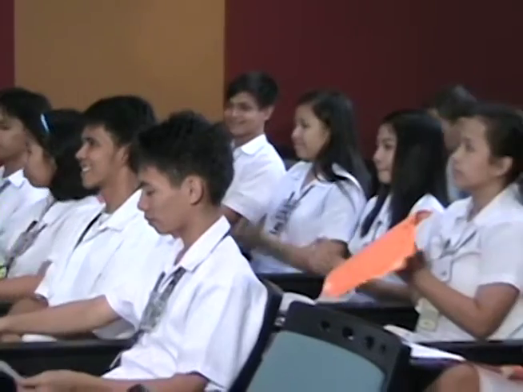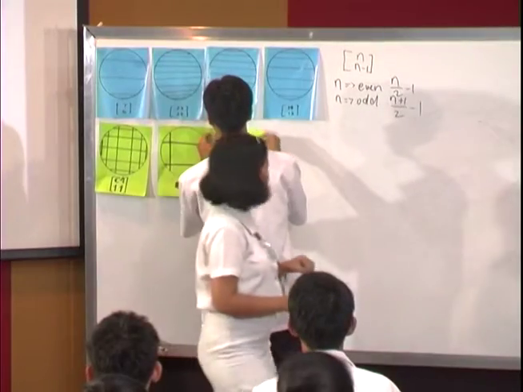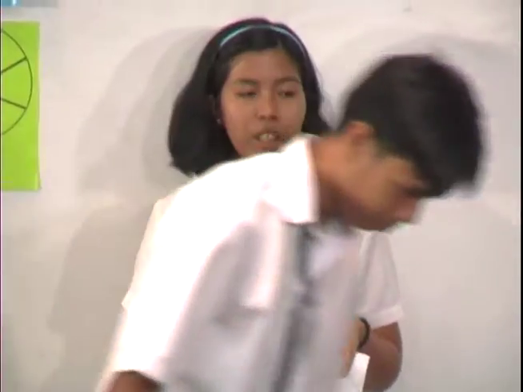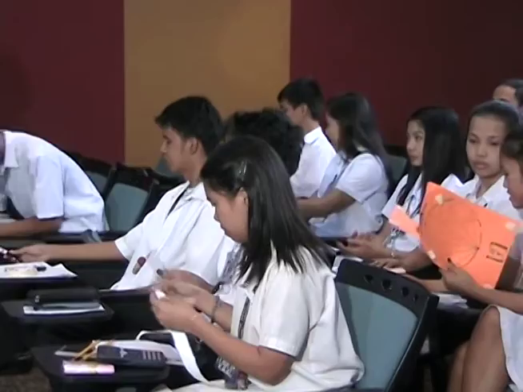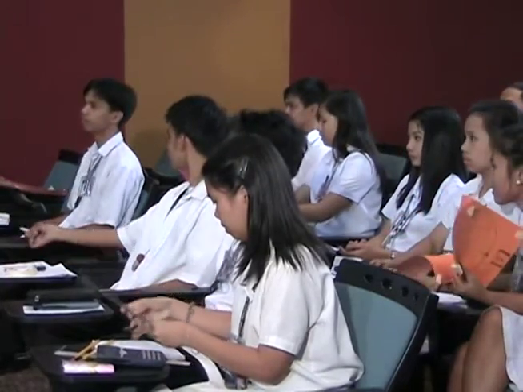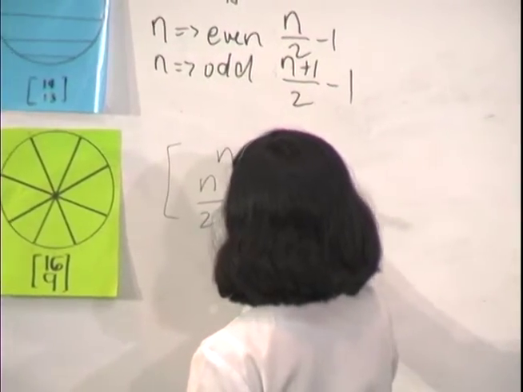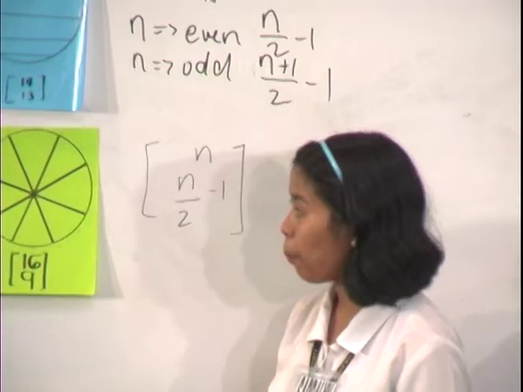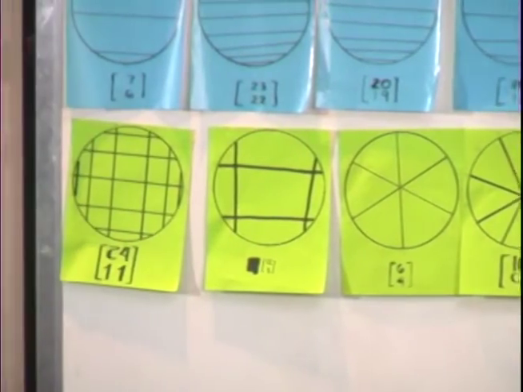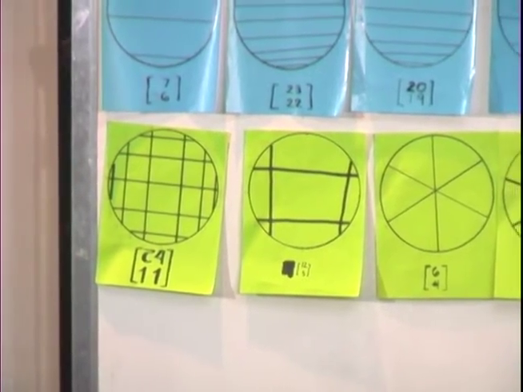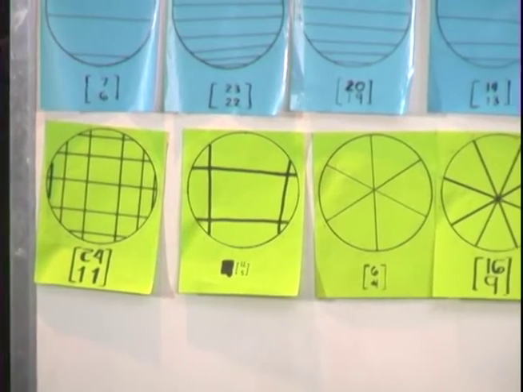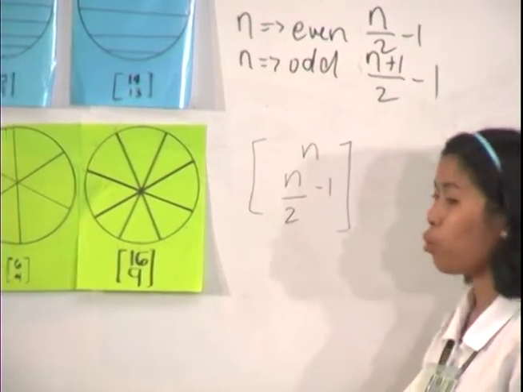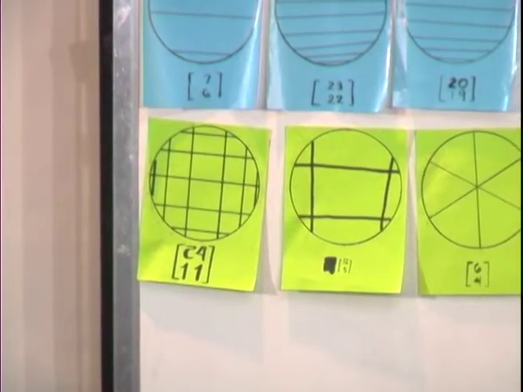Alright. Can we have group 2? Group 2, please. What were you asked to do, group 2? Our group was asked to give different even values for n and n over 2 minus 1. And we found out from the graph that the graphs are parallel and perpendicular. So for the first graph, n is 24. So the factor is 24 over 2, which is 12, minus 1 is 11. So the graphs are parallel and perpendicular.